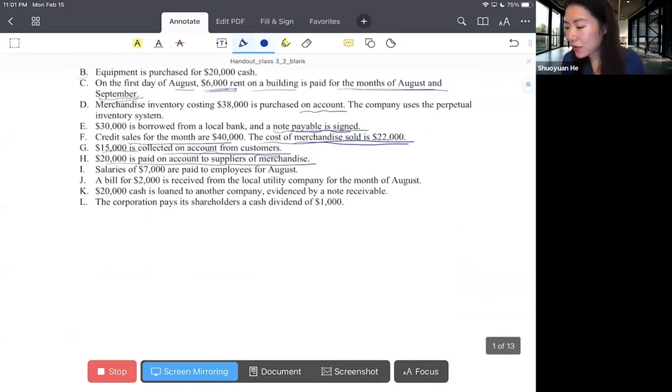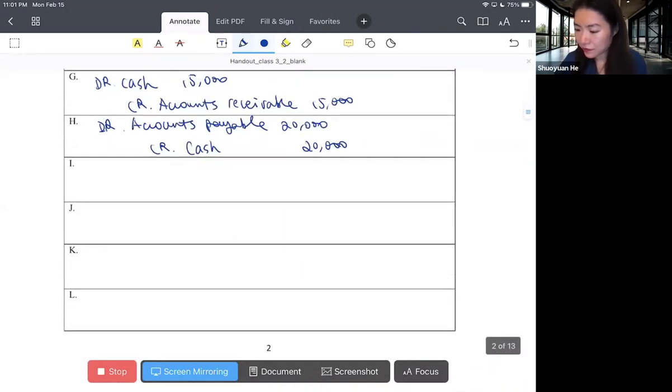The next one, salaries of 7,000 are paid to employees for August. So salary of 7,000 is paid, so cash goes down by 7,000. And this is a salary for the month of August. So we record it as salary expense. Debit salary expense for 7,000. Credit cash for 7,000.